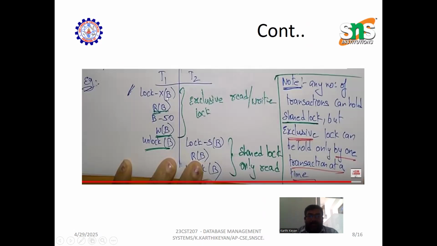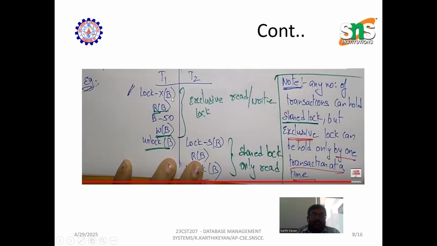So lock-X of B, and first do the process: B can be read, and B minus 50. Lock-X of B is declared, and after that R of B, read B minus 50. After that you can write B. So unlock the transaction of B.